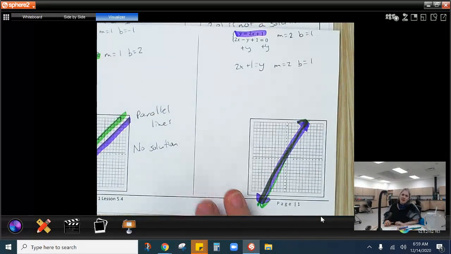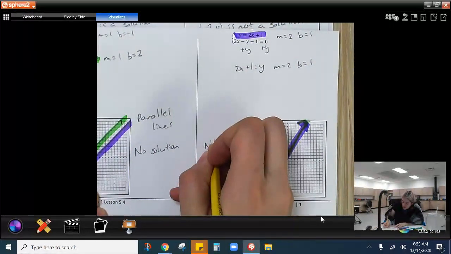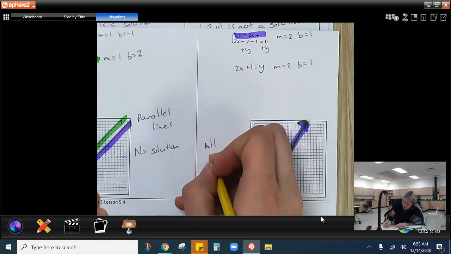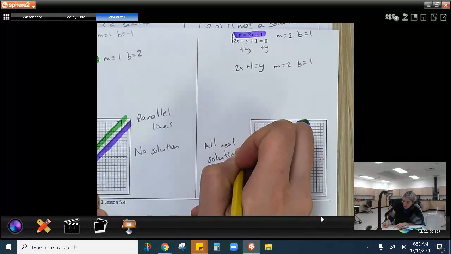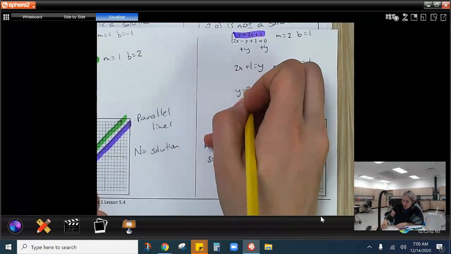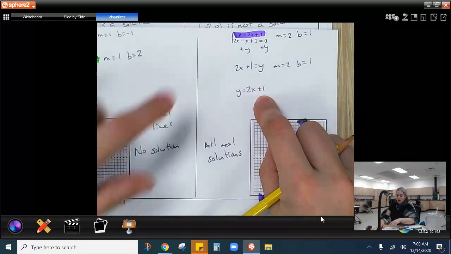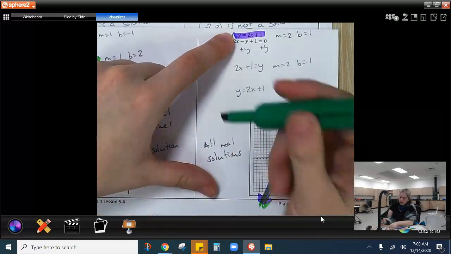It's the same line. And now you look at me and you go, wait a second. They touch everywhere. They don't have just one solution. They have all solutions. And that's because it's the same line. If I rewrite this, I get y equals 2x plus 1. Hey, look at that. That's the same as y equals 2x plus 1. They're the same line. All right.